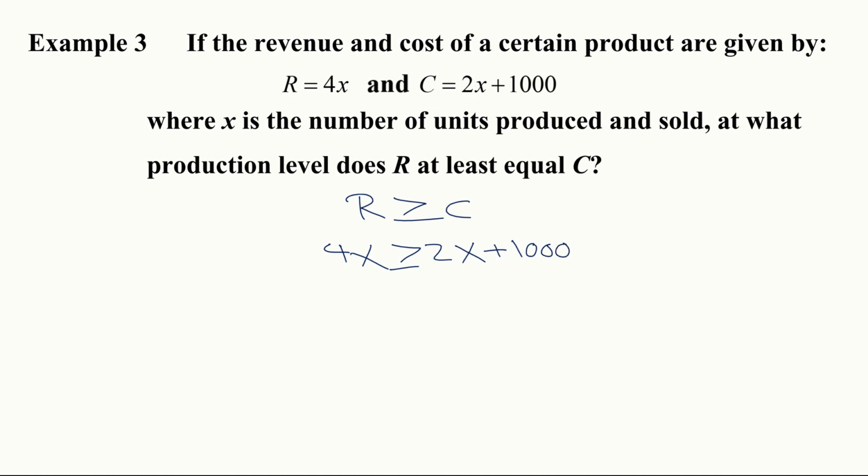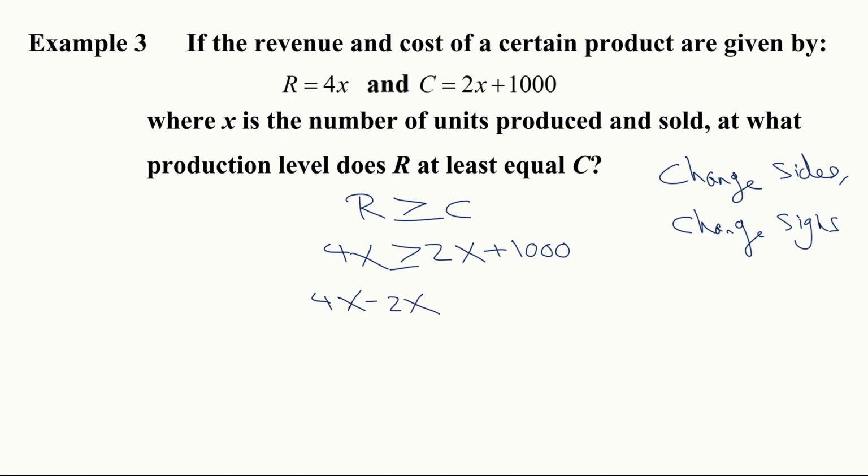We're going to move the 2x to the other side. Remember the trick we had for equations: change sides, change signs. Remember that? So we're going to apply that here. So we're going to move the 2x to the left. So it's going to change signs and it's going to become minus 2x. Of course, you're just subtracting 2x from both sides.